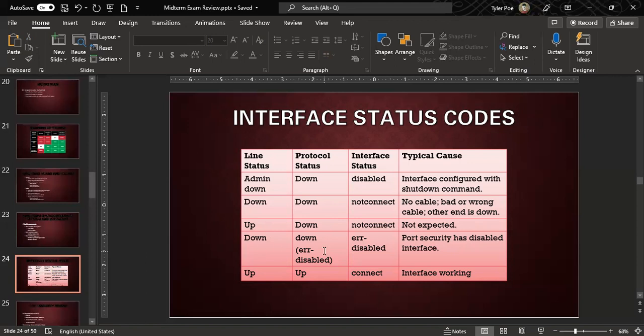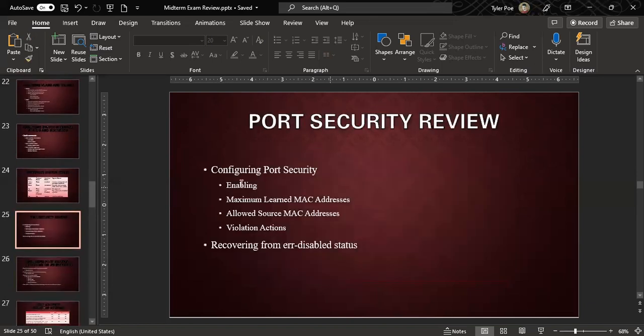Down/down (err-disabled): when you see the phrase err-disabled, it means port security has disabled the interface. In other words, there has been a security breach and the switch, for security reasons, has shut down the port. And finally, when you see up/up, connect, it means the interface is just fine, at least as far as checking interface settings, you should be fine.